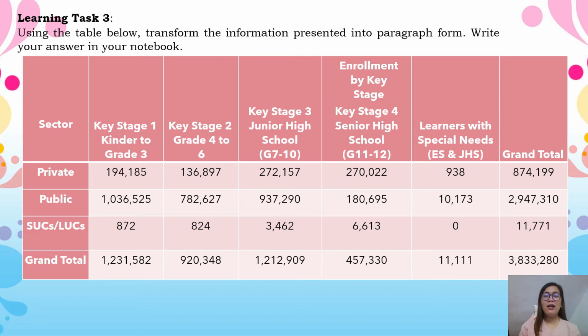Congratulations on finishing learning task number 2. Now, we proceed to learning task number 3, wherein you're going to use the table below and transform the information presented into paragraph form. In here, all you have to do is extract the information that you can find from the table and turn them into sentences and form a paragraph. Alright? Good. Now write your answer in your notebook or your paper. Good luck!